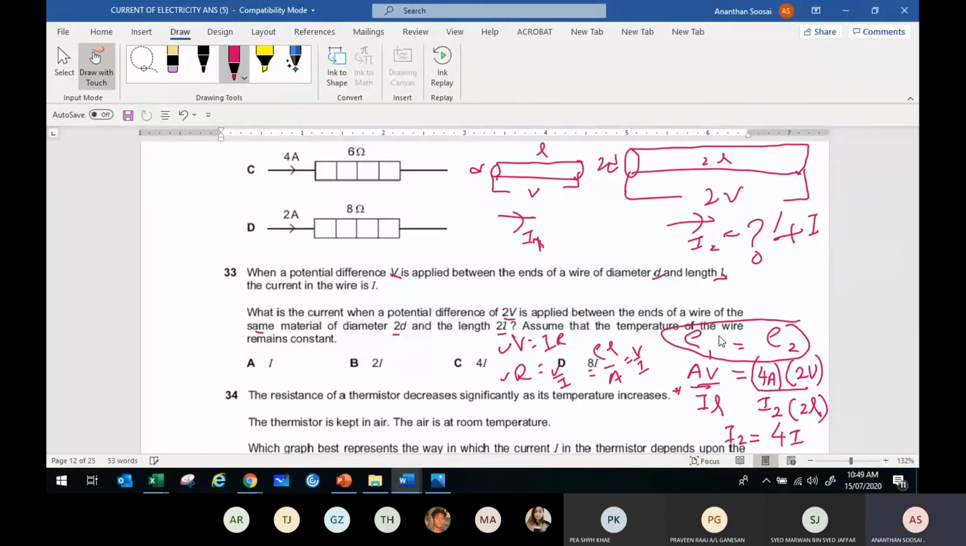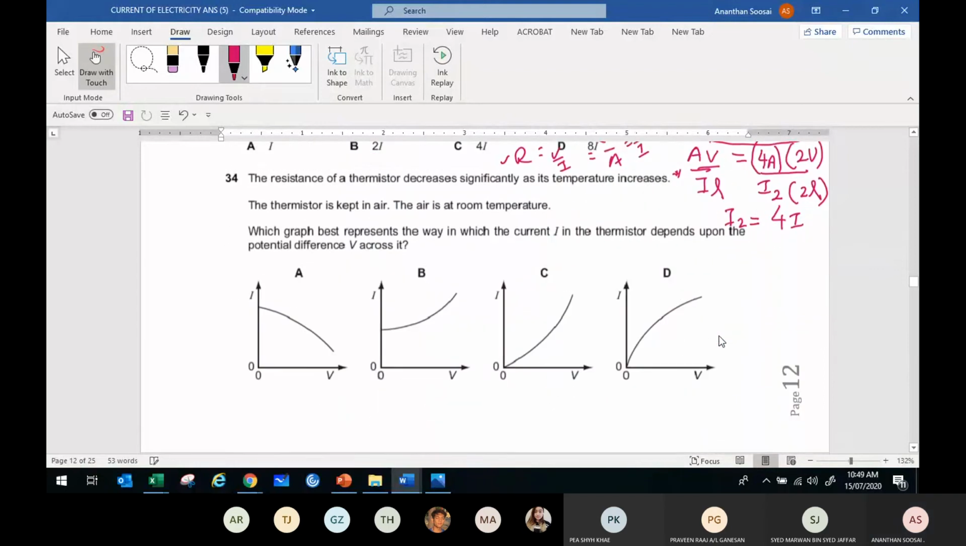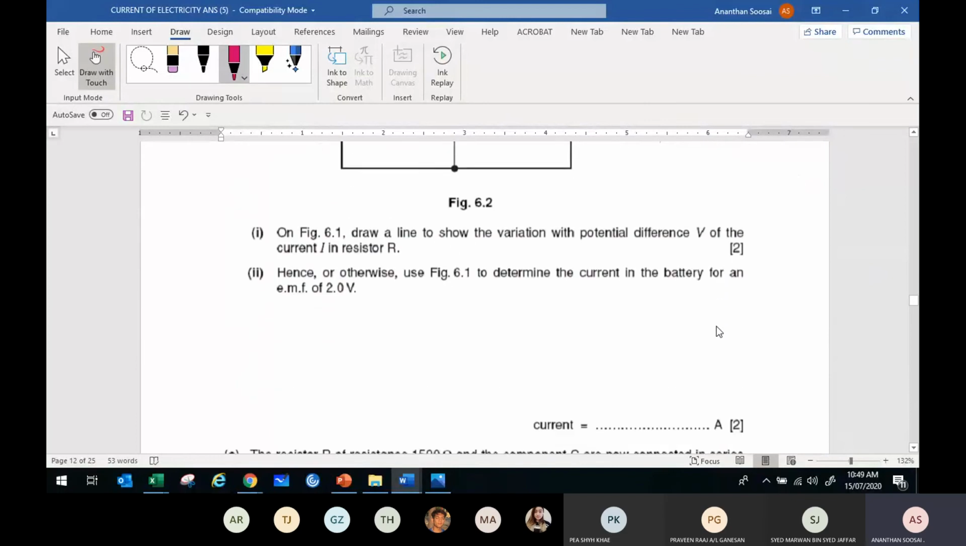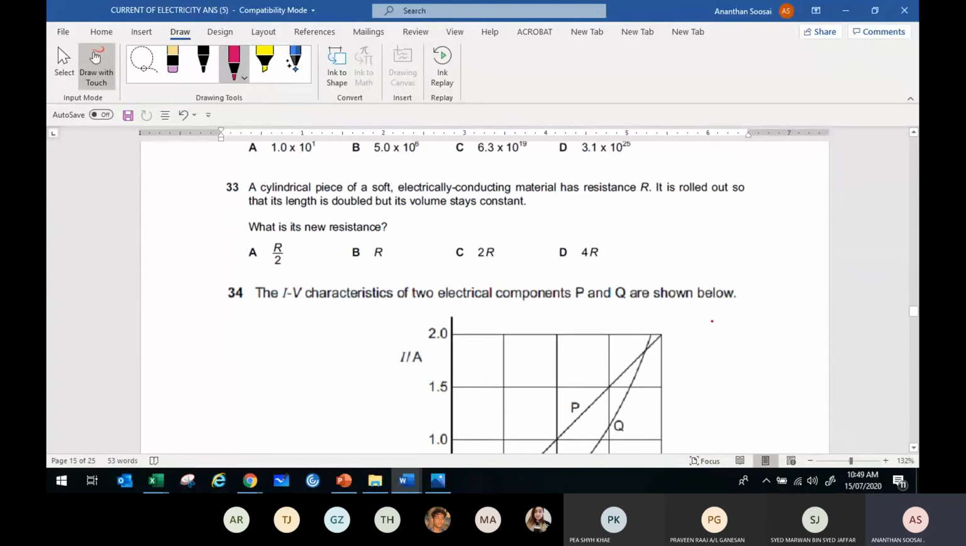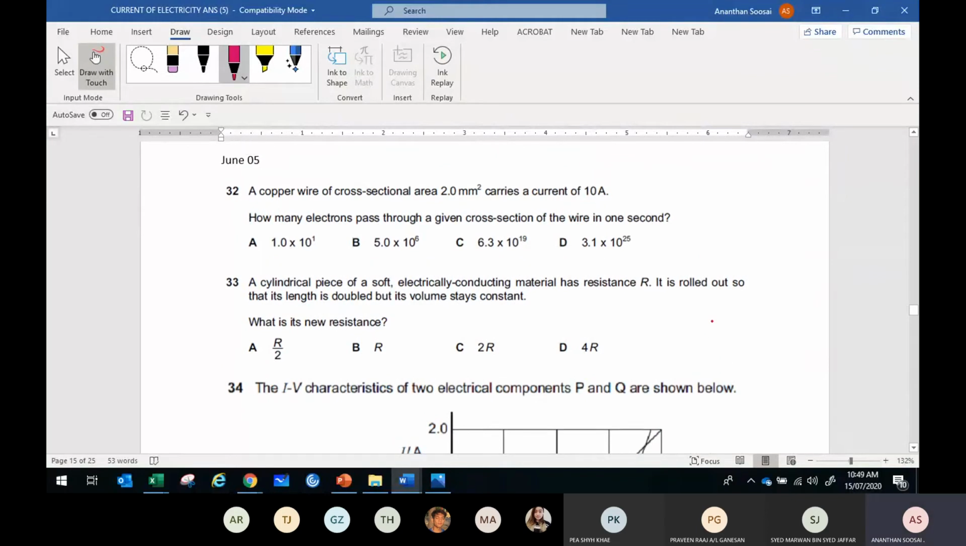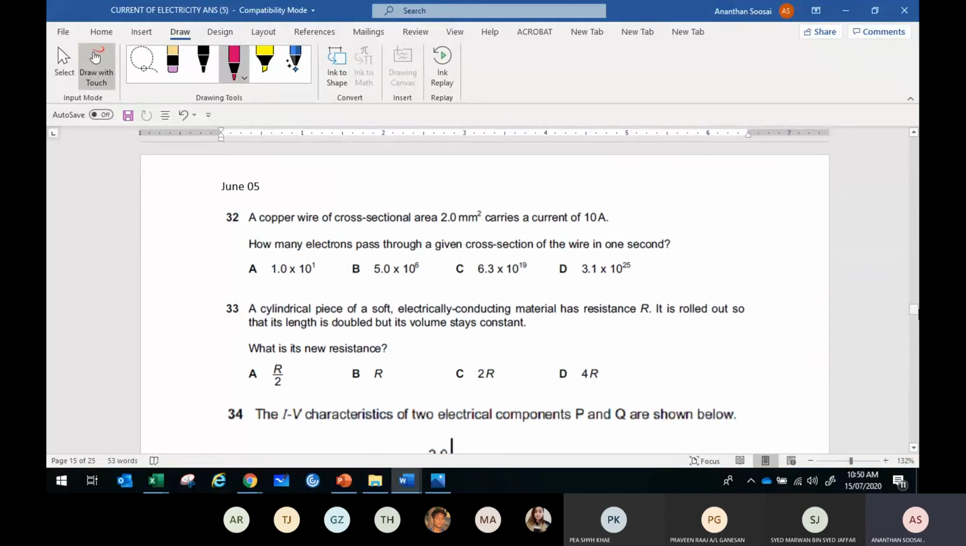Okay, any questions from this question 33? Okay, the trap is the diameter always. Please change it to area. Let me see more questions. Okay, question 33, June 05. Come on, class, this time everyone get the same answer.